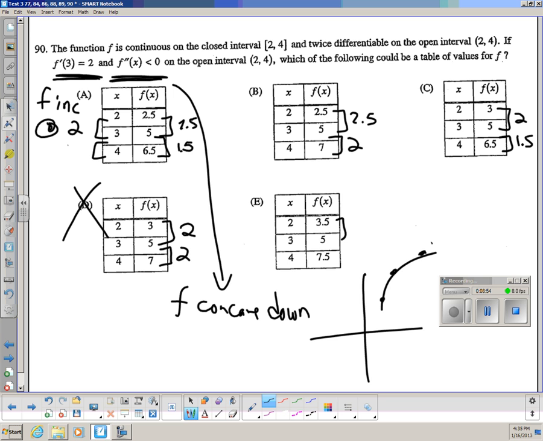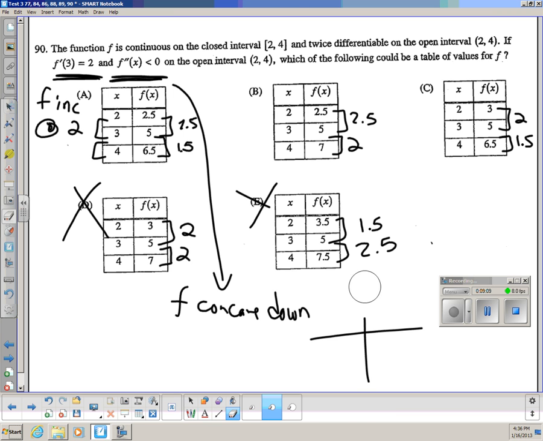And then 3.5 to 5 is a change of 1.5. 5 to 7.5 is a change of 2.5. I don't like that either. So now I'm down to A, B, and C. I have to be clever here. What I have to recognize is that the slope at 3 is 2.